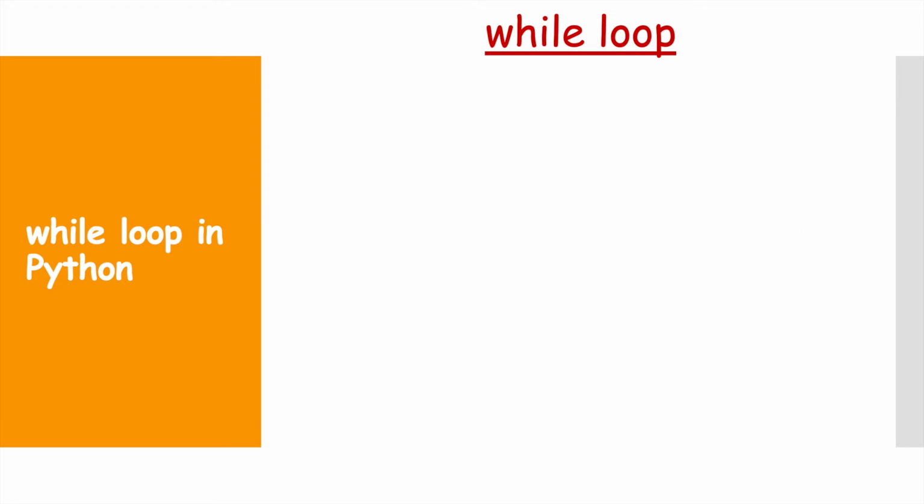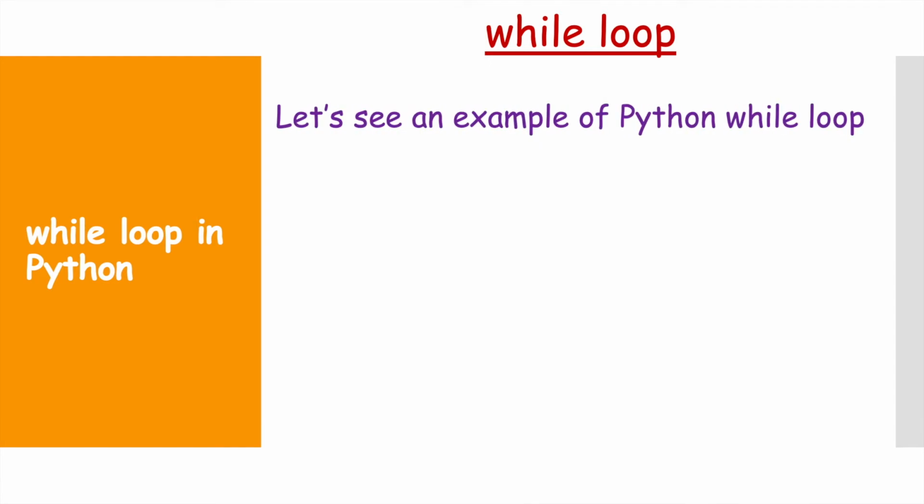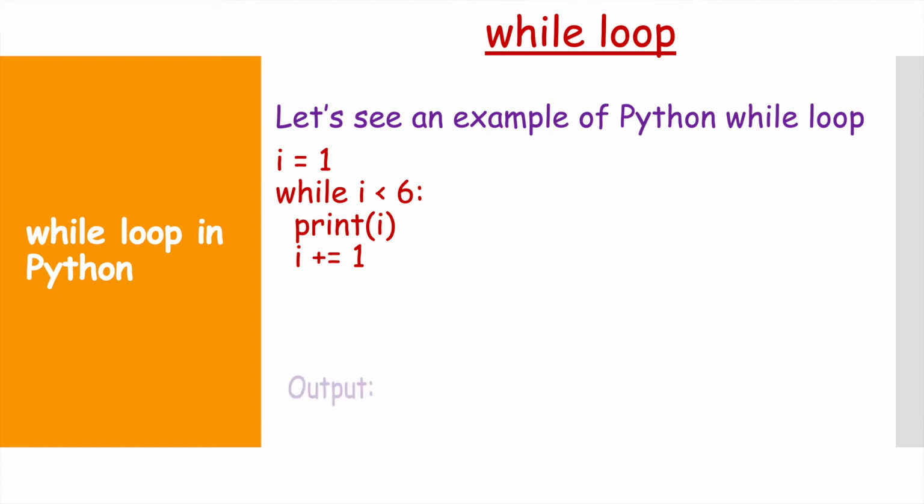So your while loop will execute a set of statements as long as the condition is true. So let's see an example of Python's while loop. Here you will print i as long as i is less than 6. You initialize a variable i with the value 1, and in the while loop you put a check condition. While i is less than 6, you have to print i, and then you are incrementing i.